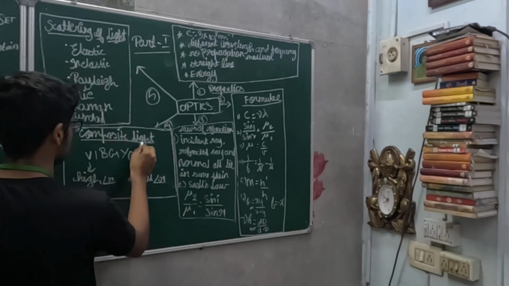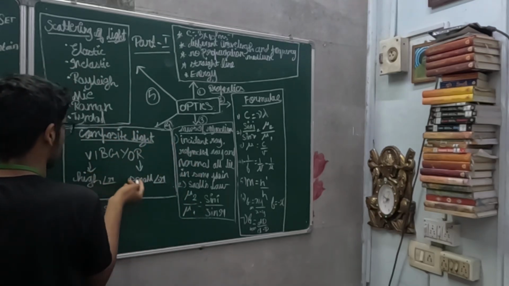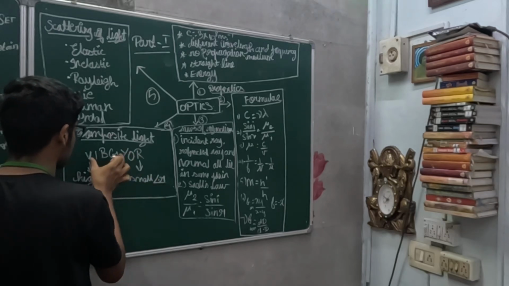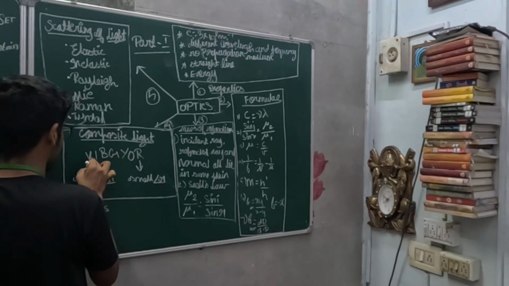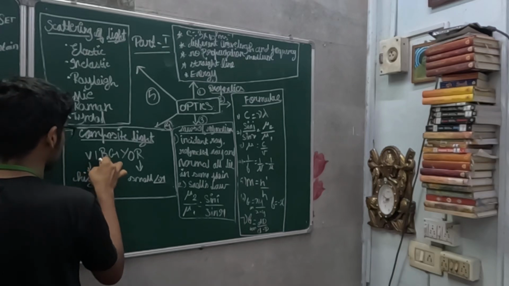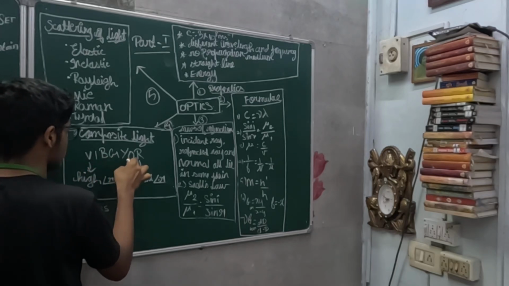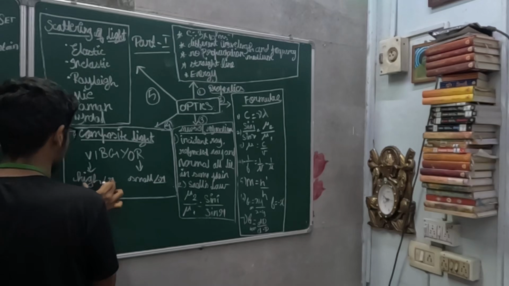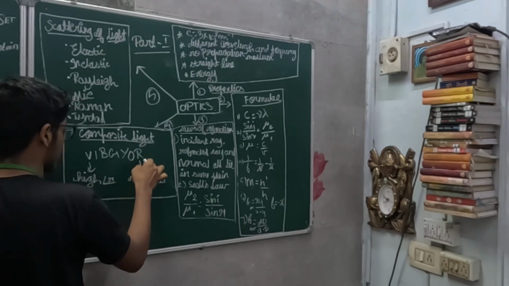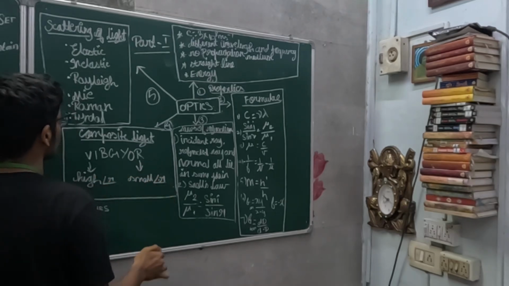And composite light. In composite light, white light is dispersed and divides into VIBGYOR, where V stands for violet, indigo, blue, green, yellow, orange, red. Violet has the highest angle of refraction and red has the smallest angle of refraction.